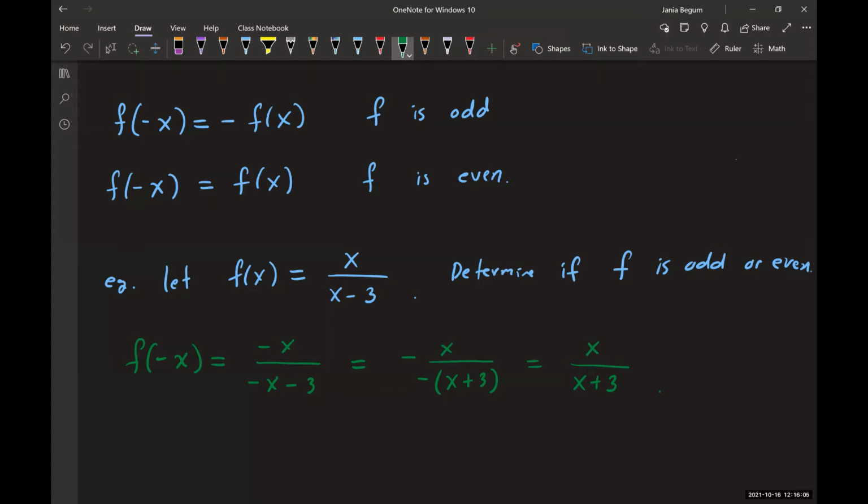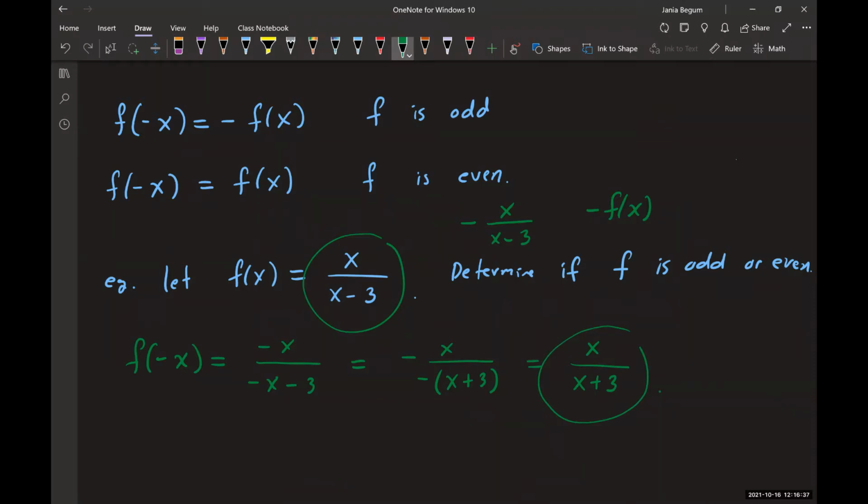Well, now, what does that mean? Does it look like the original function? Or does it look like negative times the original? Or is it none of it? This is the original function, right? So if I wanted it to be negative times the original, it would be negative x over x minus 3. That would be the negative times the original. But is that what we have here? So it's neither, right?